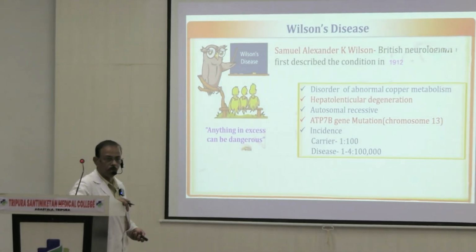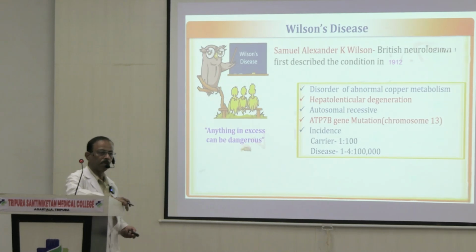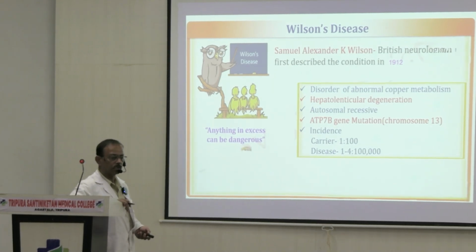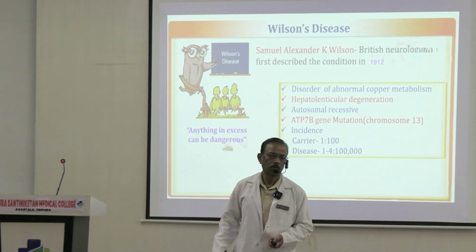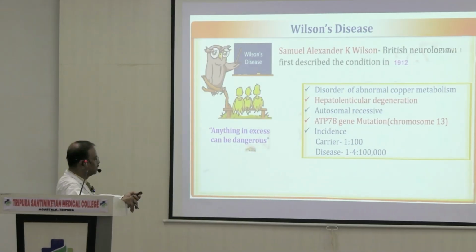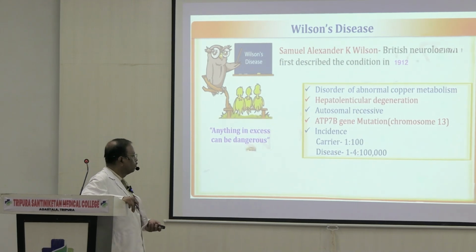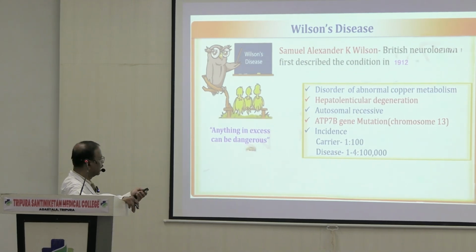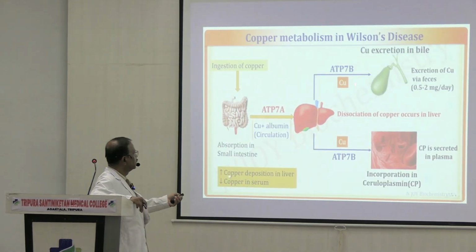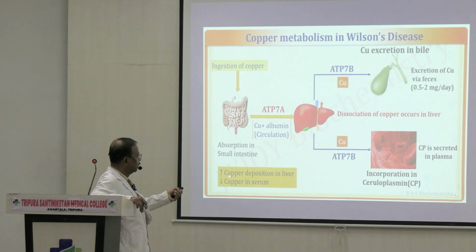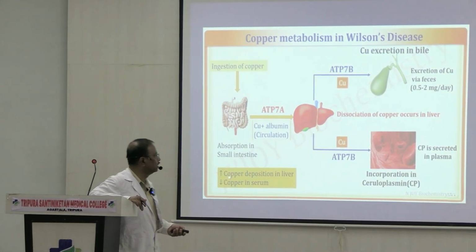This gene encodes copper-binding ATPase, which is responsible for release of copper from the hepatocyte to systemic circulation. Disease incidence is 1:4 to 1 lakh, and carrier frequency is 1:100. This is the gene, and mutation of this gene is responsible for Wilson's disease.